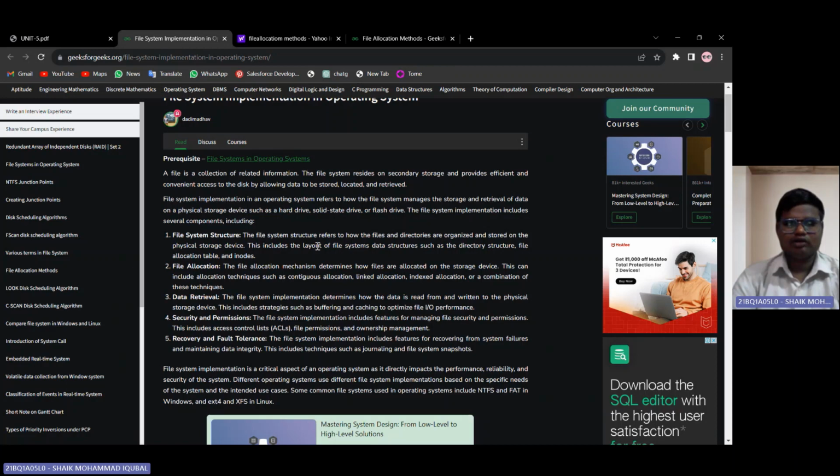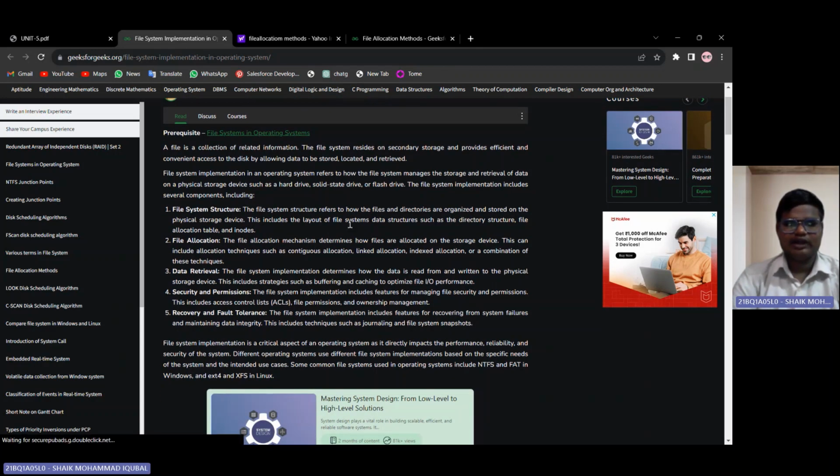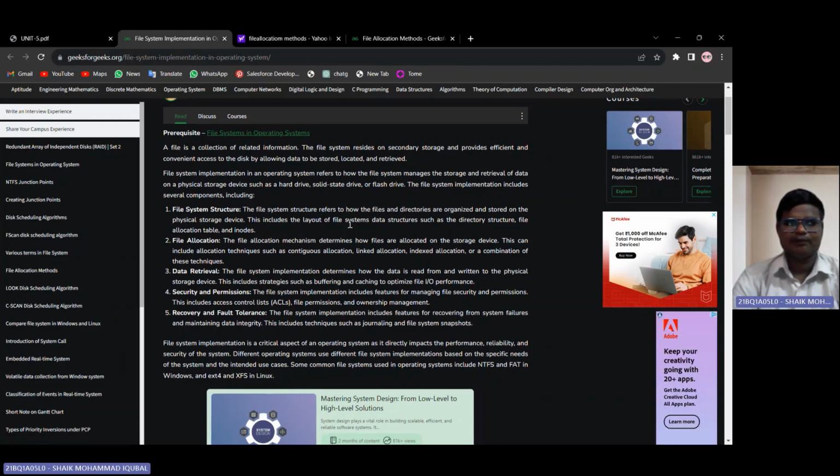Recovery and fault tolerance: the file system implementation includes features for recovering from system failure and maintaining data integrity. These include techniques such as journaling and file system snapshots. The file system implementation is a critical aspect of an operating system as it directly impacts the performance, reliability, and the security of the system.